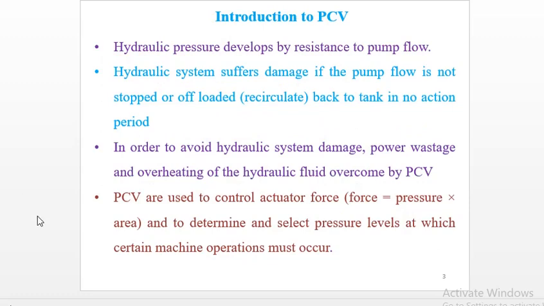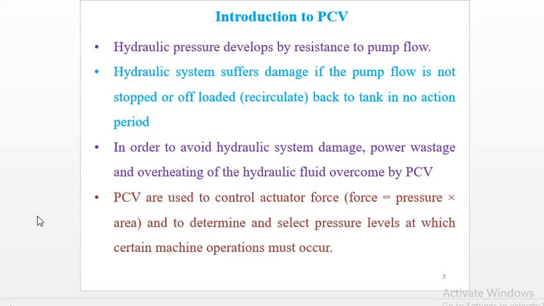So hydraulic pressure develops by a resistance to pump flow. One thing is clear: the pump will not develop a pressure. The pump will develop only a flow at a certain revolution. Every revolution, the pump will pump a specific amount of flow to the next part, but as the resistance to that flow increases, pressure will develop. So the hydraulic pressure develops by the resistance to the pump flow.